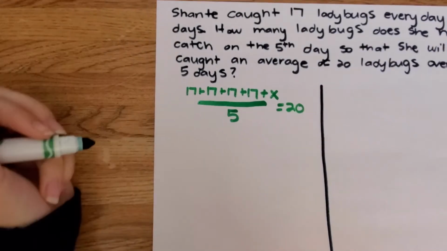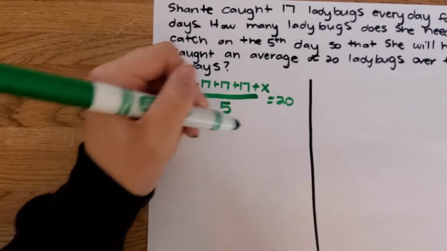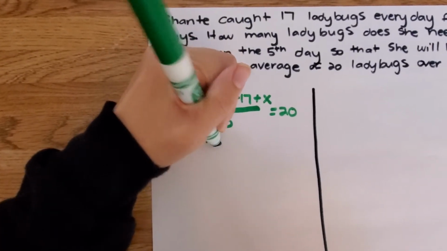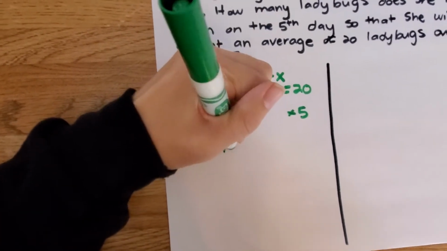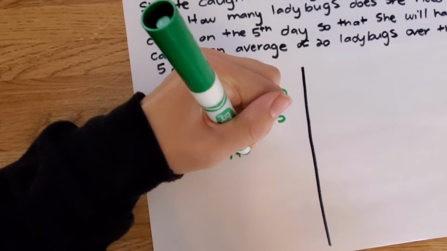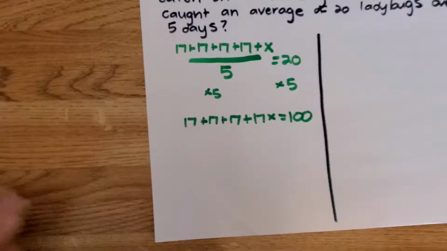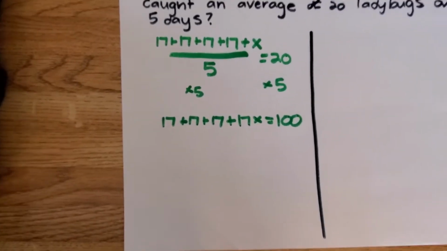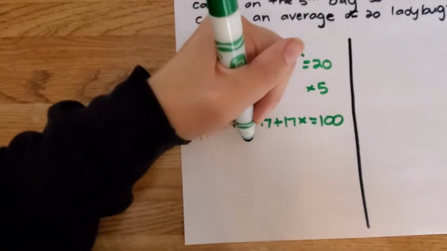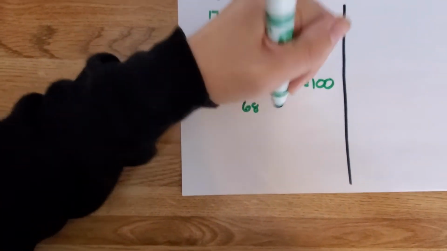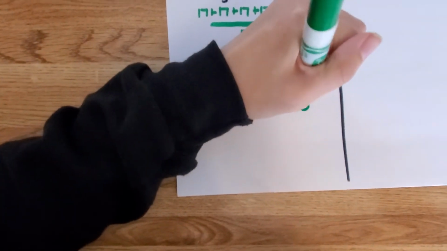All right, so let's get into solving this equation that we have set up now. So this is being divided by 5 currently, so we want to multiply it by 5 to even it out here. So we have 17 plus 17 plus 17 plus 17 plus x, and 20 times 5 is 100. So we moved that over to the other side. Now, 17 plus 17 plus 17 plus 17 is kind of hard to take away from 100, so let's put all those 17s together. And when we do that, we're going to get 68 plus our x, our unknown, what we want on the 5th day, equals 100.